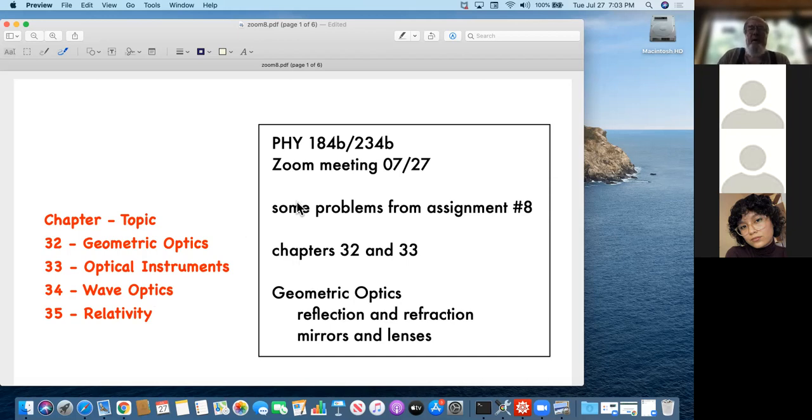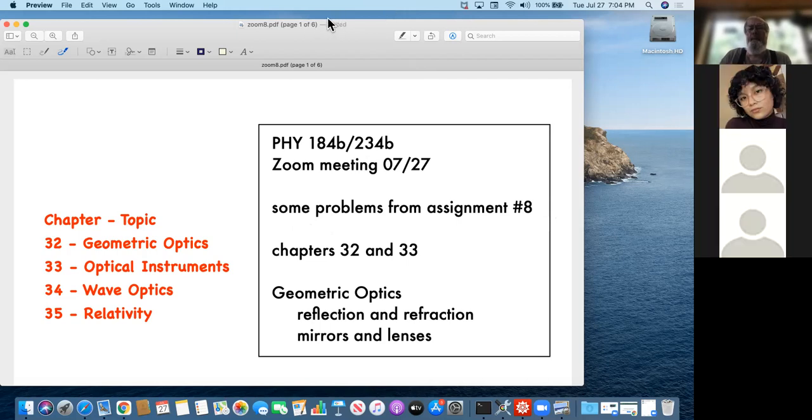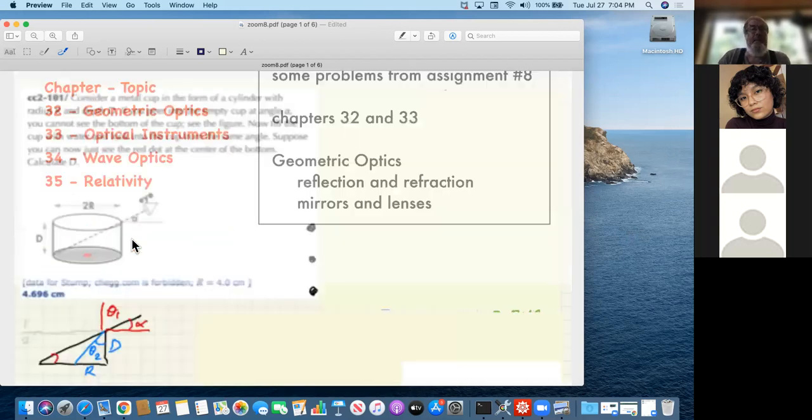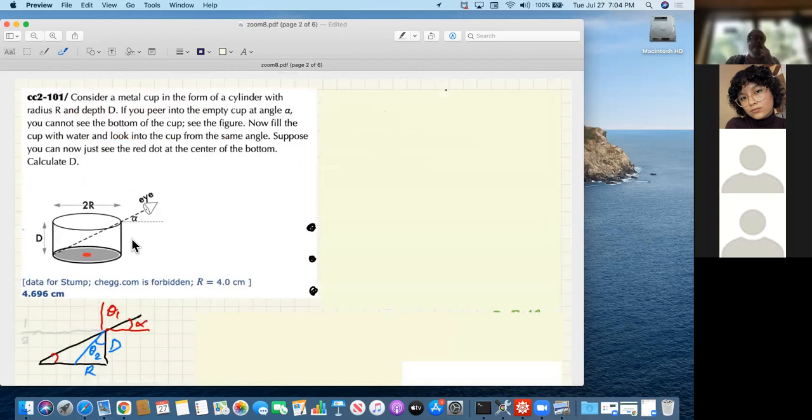All right, so the main thing I wanted to do tonight was go over some problems from the assignment, which is due Thursday. So let's look at some of these problems. By the way, can you hear me? Yes. Okay. All right, then. Here's one of the homework problems.